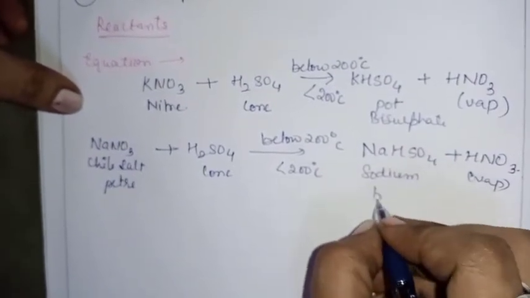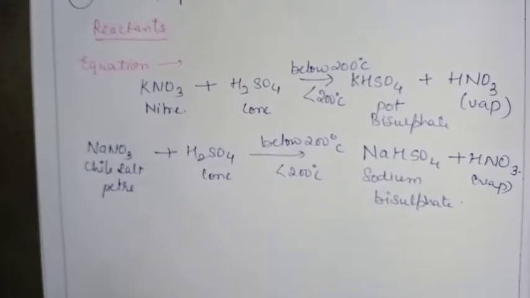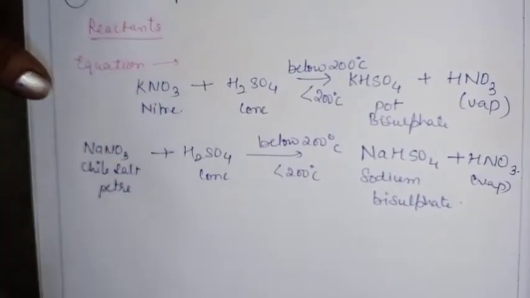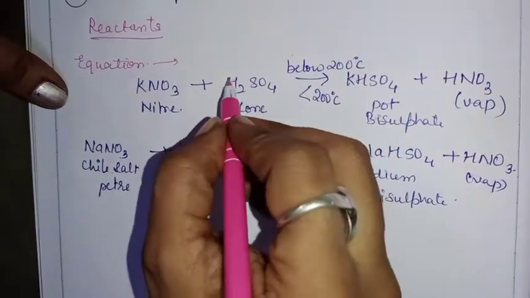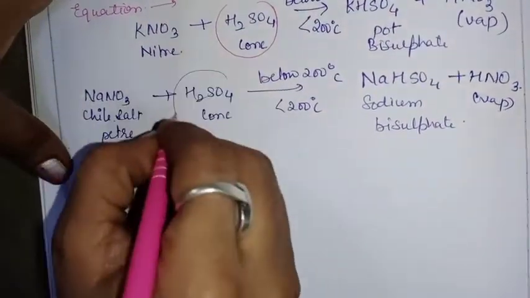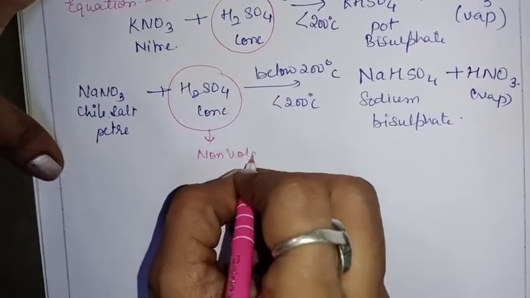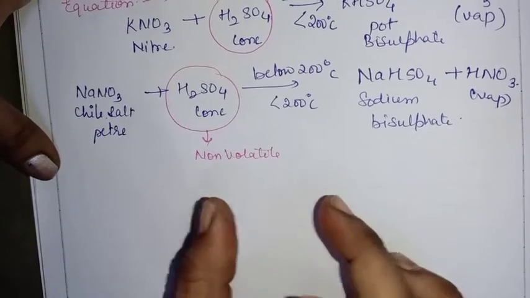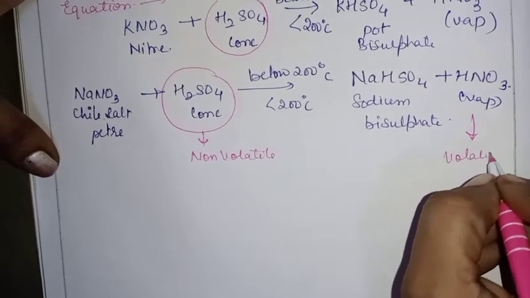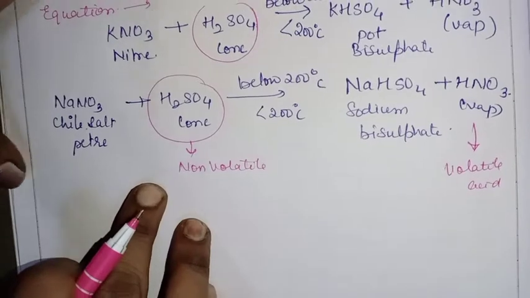Now we have to discuss the reactants, children. Firstly, in the reactants we are using what? This acid, yes or no? Concentrated acid. Now why does concentrated acid have to be used? This concentrated acid is non-volatile in nature. So what will be the question? How will you prepare a volatile acid? See, this is a volatile acid. How will you prepare a volatile acid? Using a non-volatile acid. This is the first question.